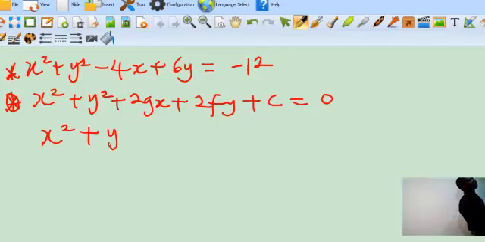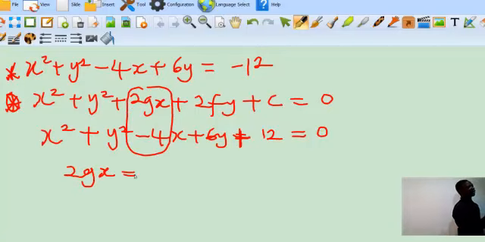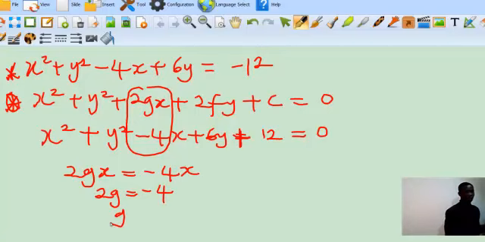x squared plus y squared minus 4x plus 6y plus 12 is equal to 0. And comparing it with this equation, then you'll be able to arrive at the value for your g. Your 2gx is equal to minus 4x. Now, if you want to obtain your g, you divide both sides by x, and you get 2g is equal to minus 4. Then you divide through by 2, you obtain your g to be minus 2.